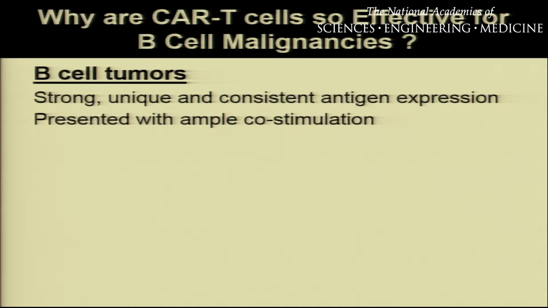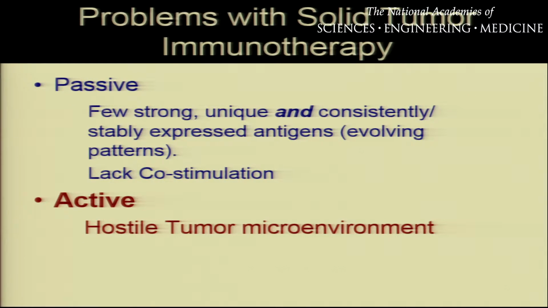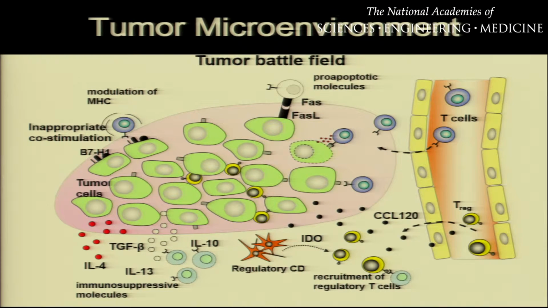So what is it that's special here again about B-cell tumors? Well, it's a strong and unique antigen that's presented in the presence of ample co-stimulation. If we try and see what happens in solid tumors, however, we have very few antigens that are strong and unique and consistently or stably expressed, irrespective of whether they're neoantigens or not. Instead, we have an evolving pattern of antigen expression. And what's more, the tumors lack co-stimulation. But it's worse. There are not just passive ways in which solid tumors are less attractive than B-cell malignancies. They also have an actively hostile tumor microenvironment. As Jay pointed out, there are masses of cytokines and cells and adverse chemokines that render the environment very hostile to any immune response that might develop.